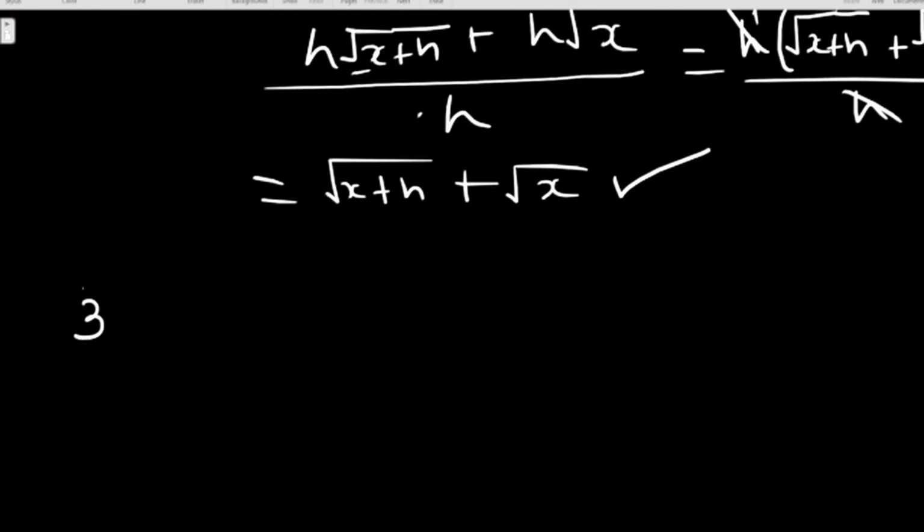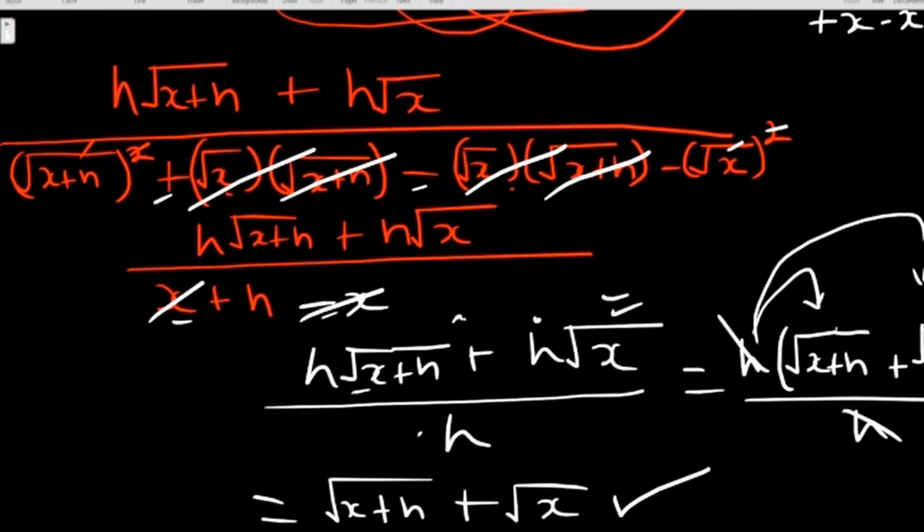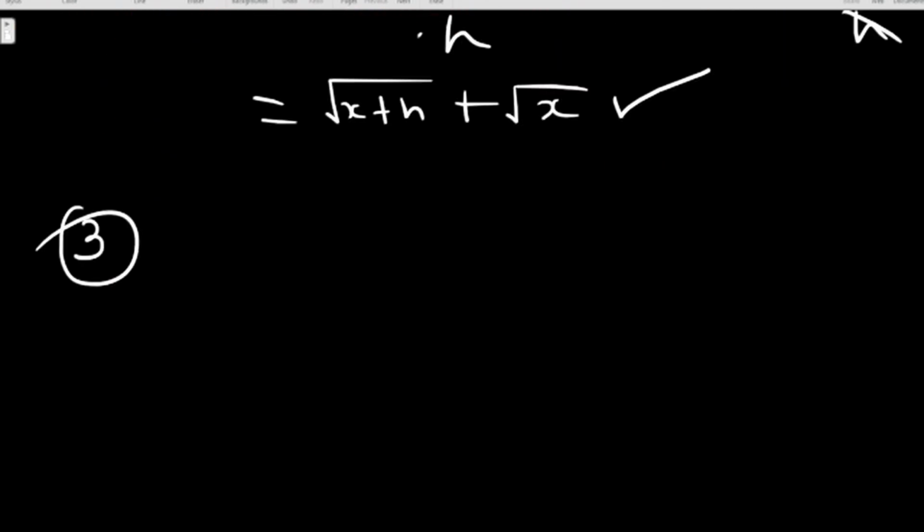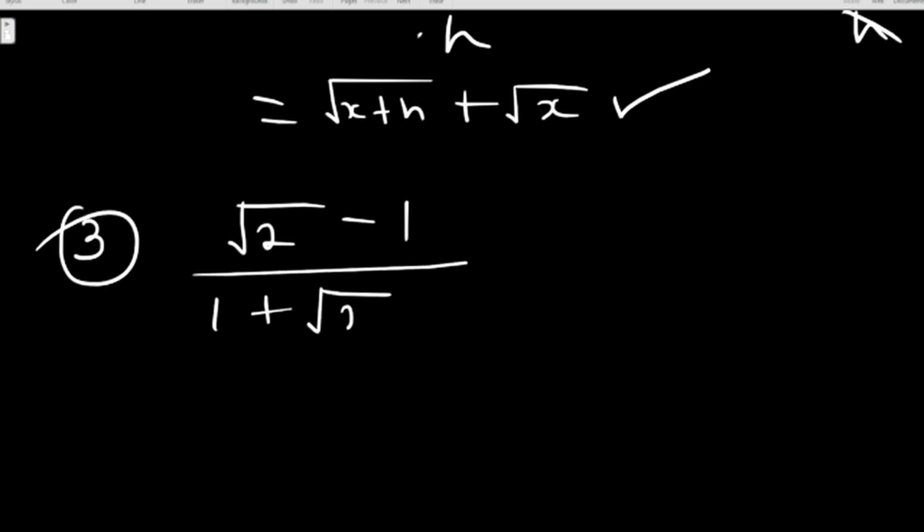Question number 3 says, let me go and check it out again. So we've got the square root of 2 minus 1 all over 1 plus the square root of 2. Now, how do we solve this one? Like I said, it is improper to leave an irrational number at the denominator of a fraction. So our goal right now is to remove this from this denominator. How do we do this?